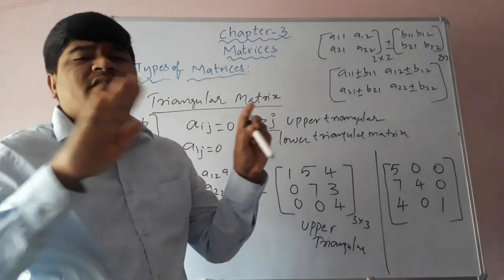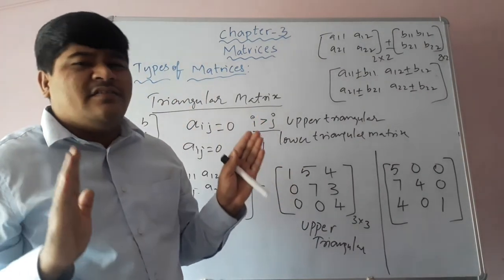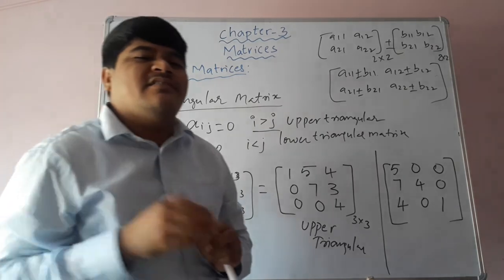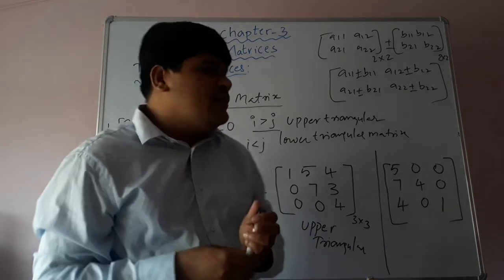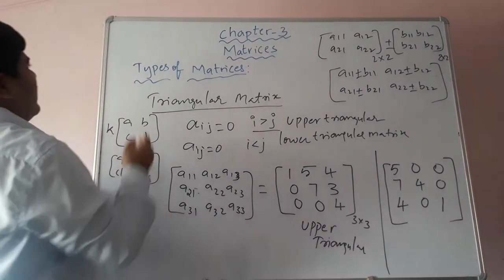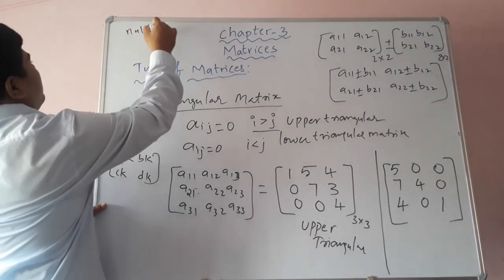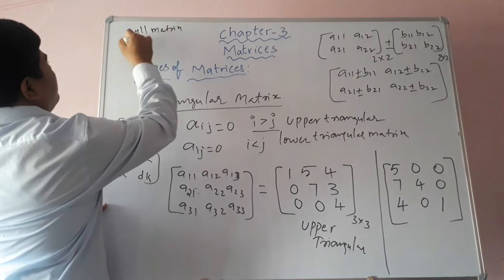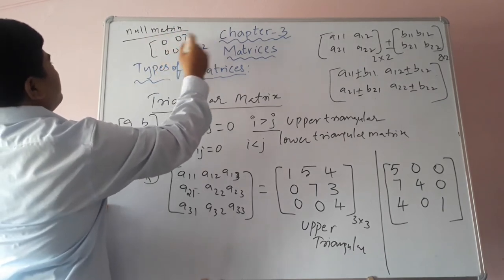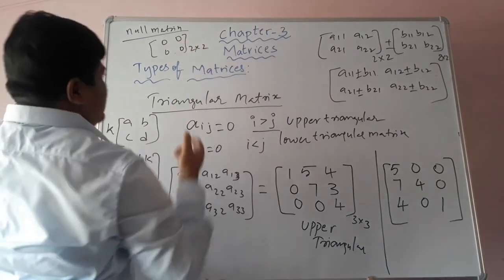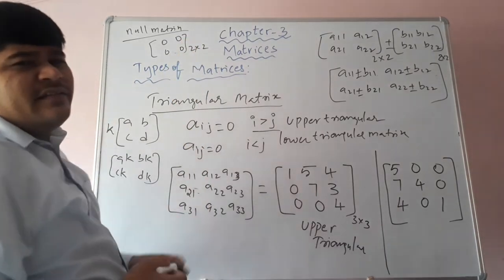If all the elements of the matrices are zero, then those types of matrices are said to be zero matrices or null matrices. It's denoted with the O, children. Okay, so null or zero matrix means all the elements should be zeros. So this is a 2 by 2 null matrix. Now, children, these are the basics of the matrices.